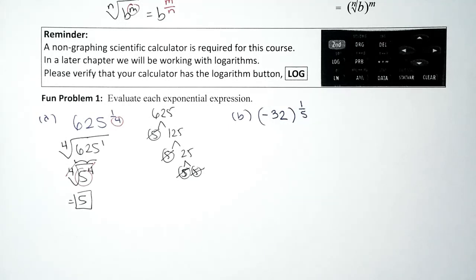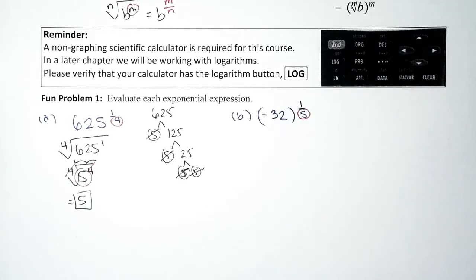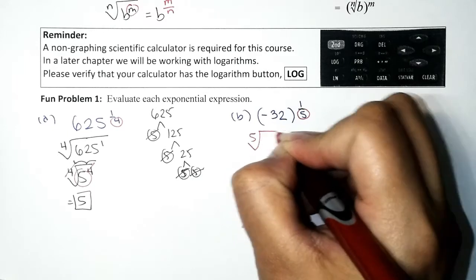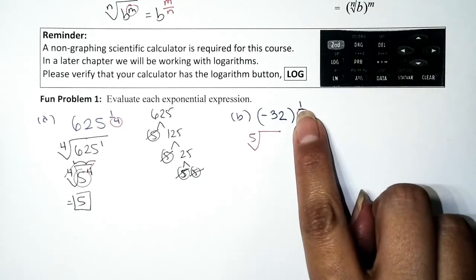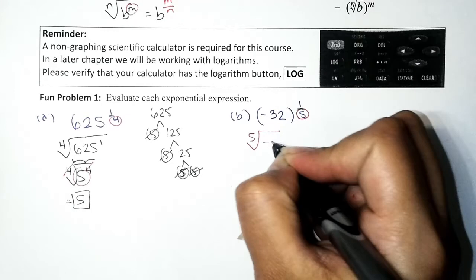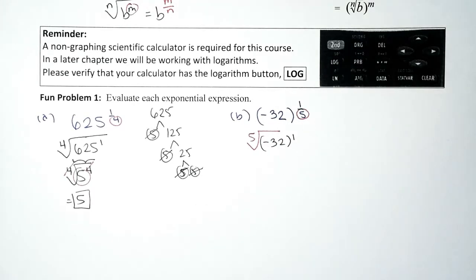So let's do this. Since the denominator is 5, that means the index is 5. So that will give us the fifth root of whatever we're left with. I cover it up, and that will be the fifth root of negative 32 raised to the first power. But again, when the exponent is 1, we don't really need it. If you feel comfortable to answer right away, go for it.